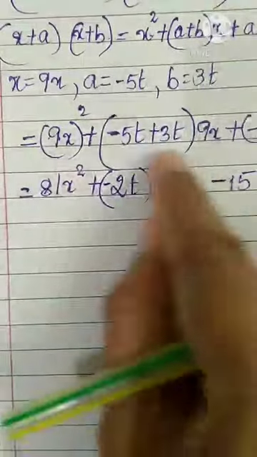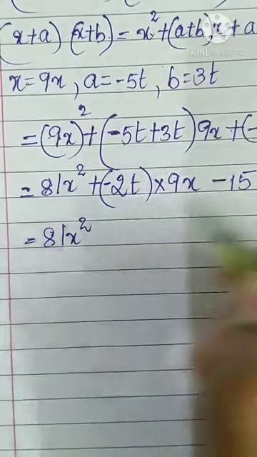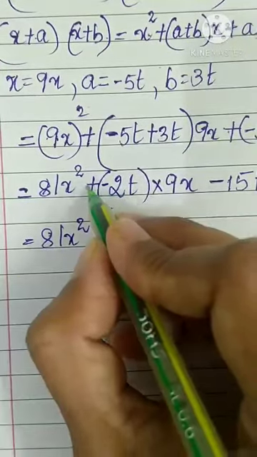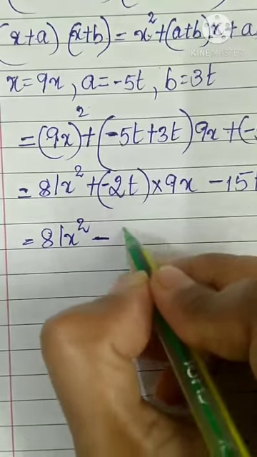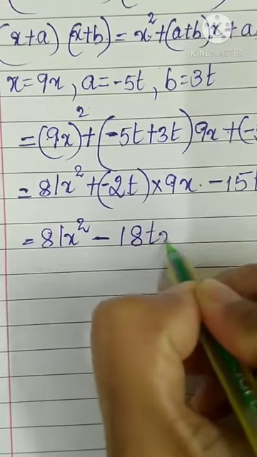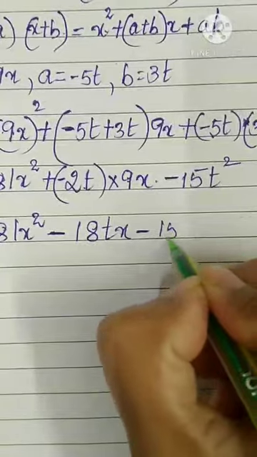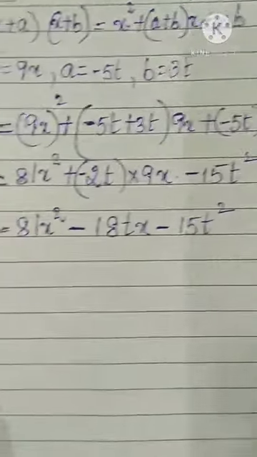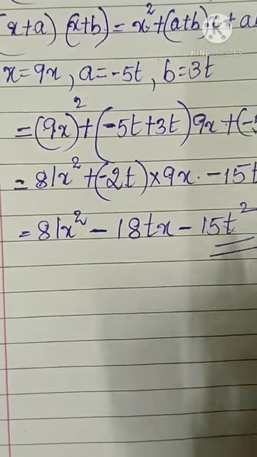So now we have to arrange this. 81x square you will write as it is. Plus into minus, minus. 9 2s are 18 and tx. Minus the remaining part, that is 15t square. Hope you understood. Okay, this is the solution.